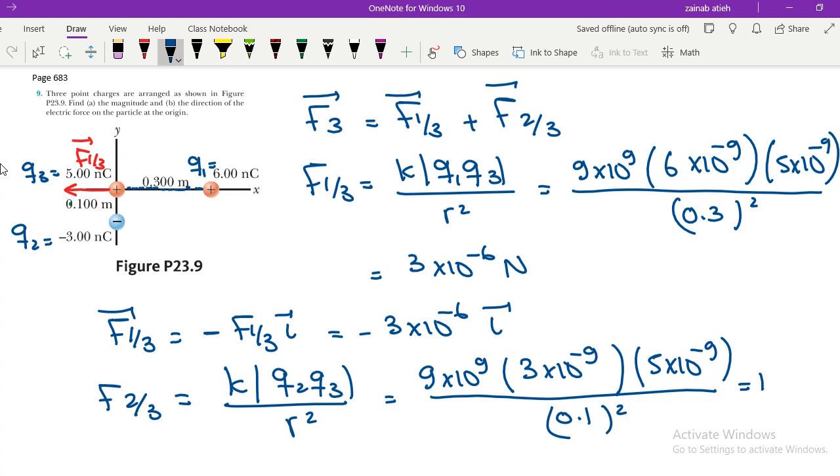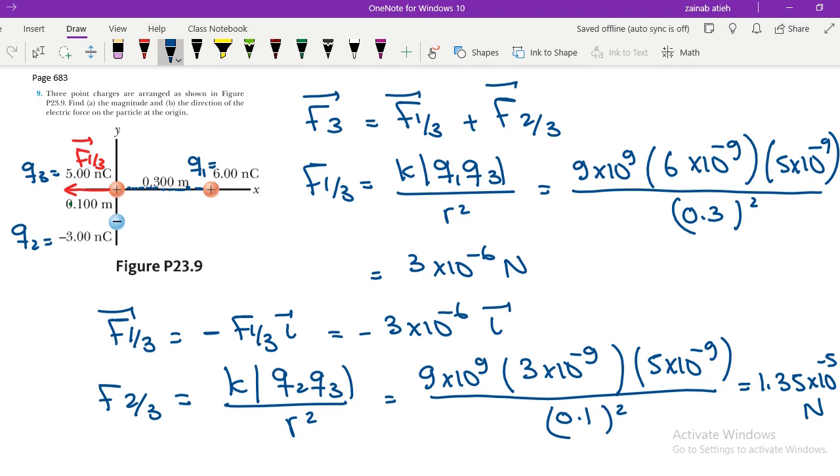Calculating all of this, you will get 1.35 times 10 to the power minus 5 Newton. Okay, great. Now I have the magnitude. Now I draw it. Remember, after finding the magnitude, you have to draw before writing it as a vector.